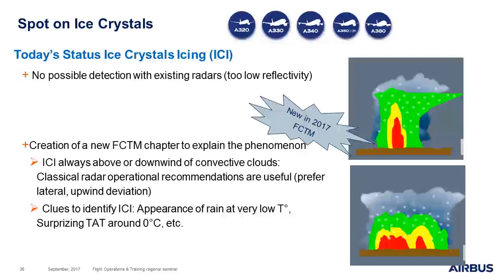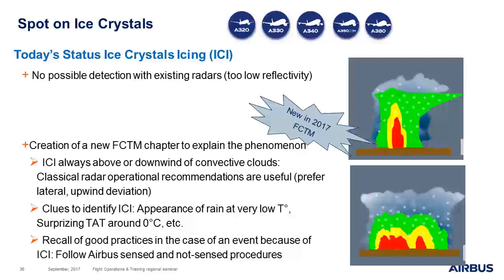Then, we give in the FCTM some clues to identify ice crystals. Appearance of rain at very low temperature, surprising TAT around 0 degree, etc. The FCTM also recalls the good practices in the case of an event because of ice crystal. We only recommend to follow Airbus sensed and not sensed procedures, such as engine failure, engine relight in flight, unreliable airspeed, etc.